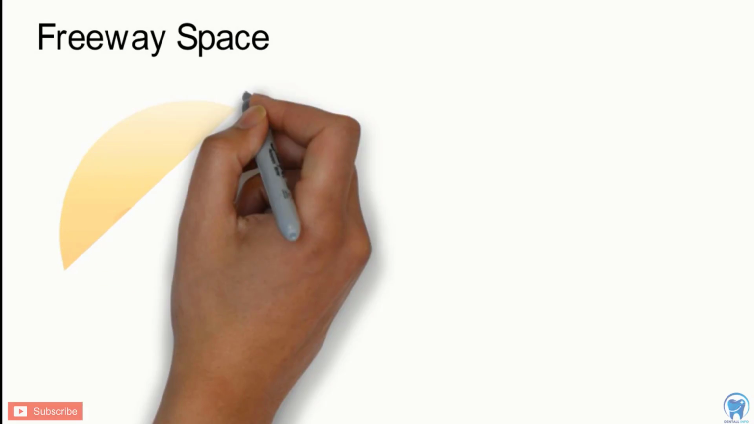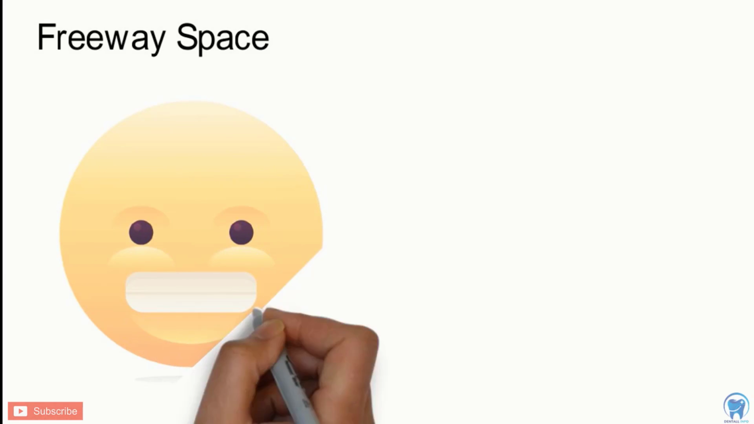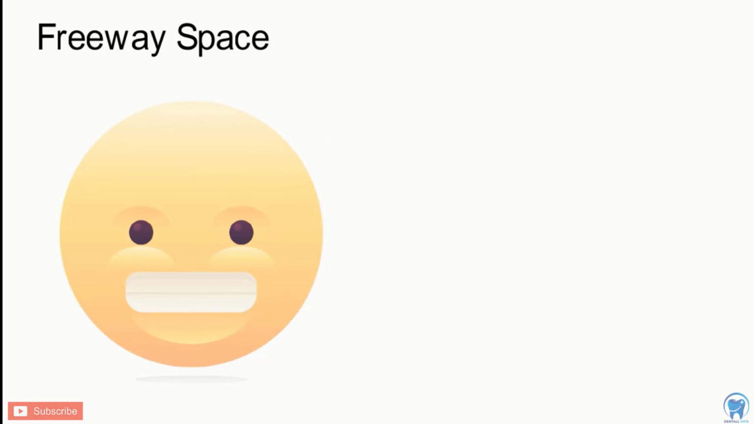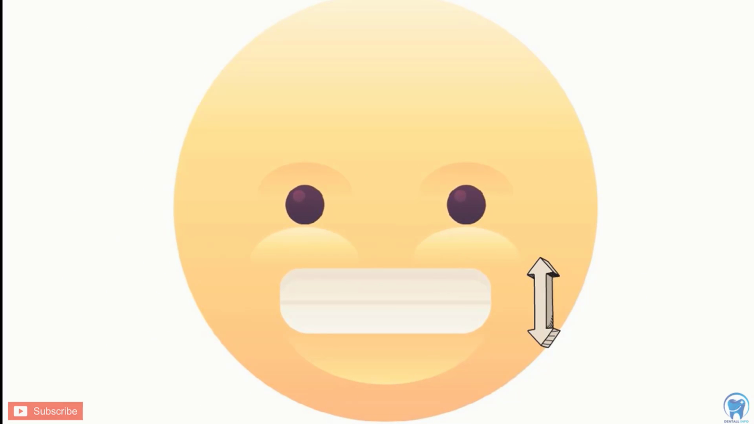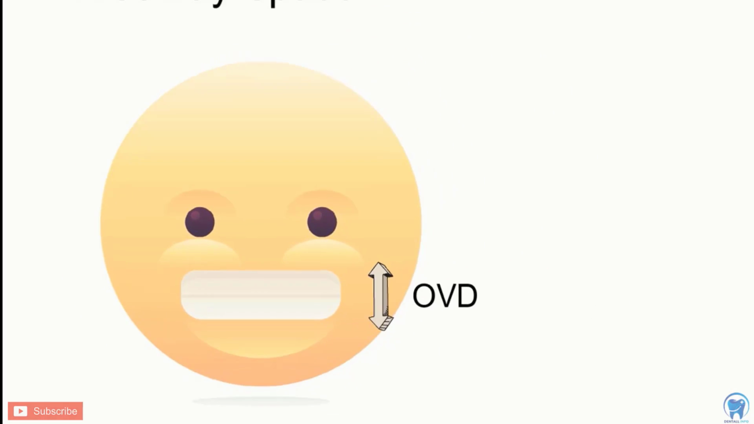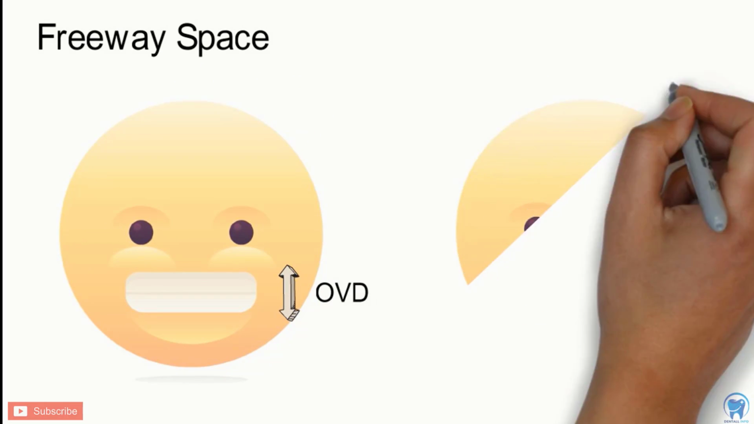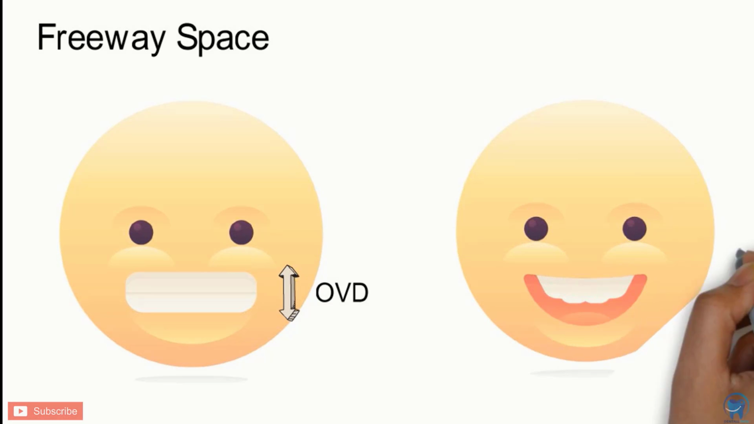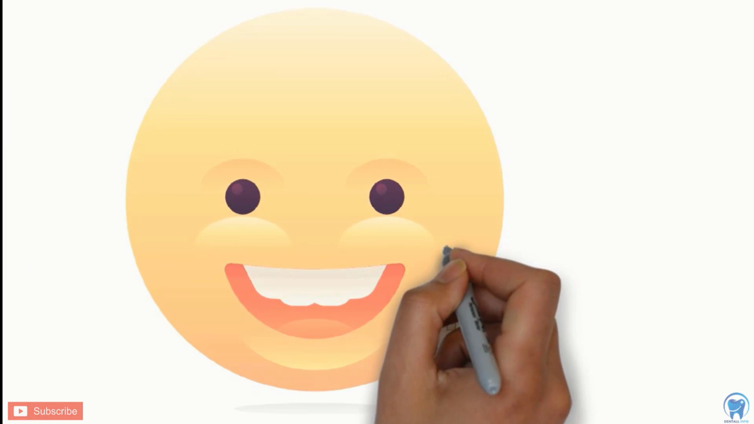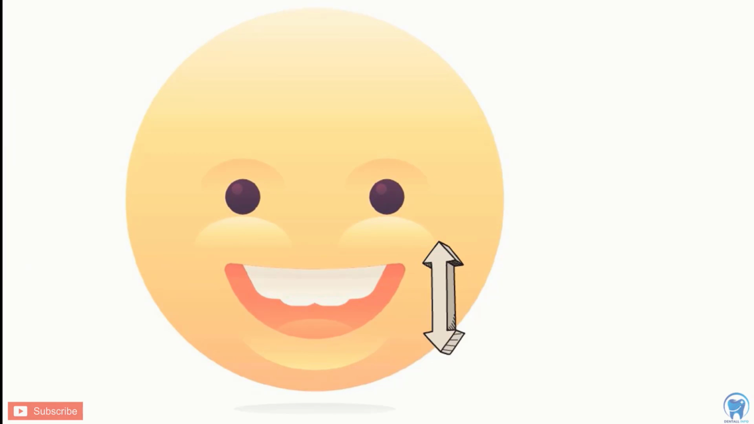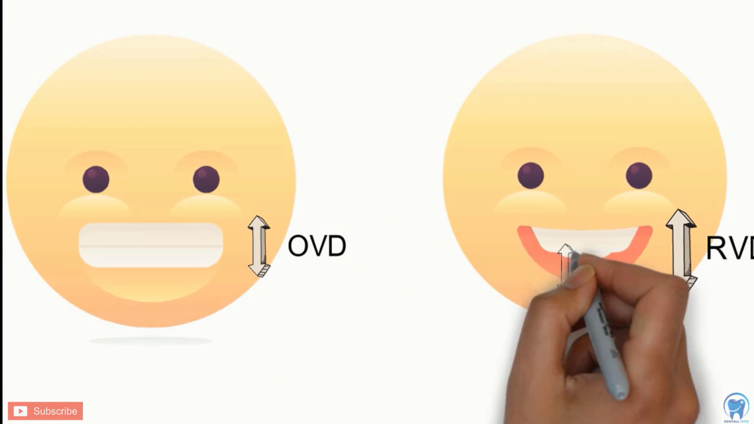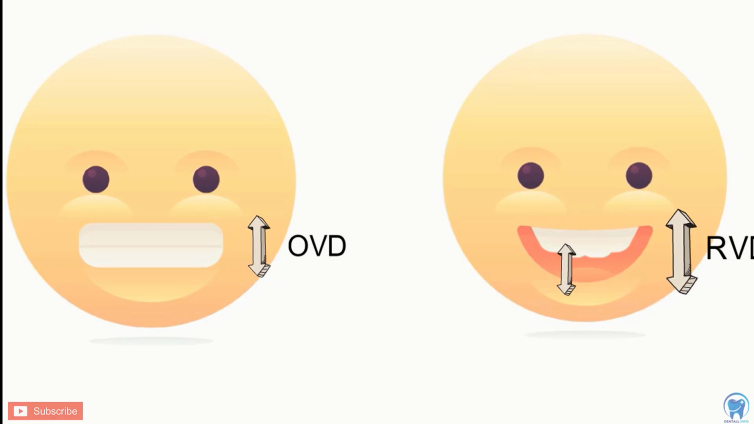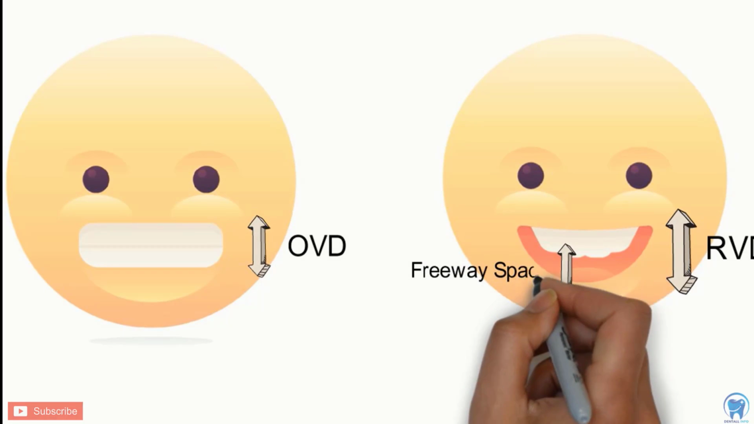Here in this diagram, we can see that the stops, which are the teeth in this case, are in contact. So the length of the face determines the vertical dimension of occlusion. And in this diagram, we can see the mandible at rest with a free space present between the stops, indicating the vertical dimension at rest. This free space seen between the stops is nothing but the freeway space. The freeway space ranges between 2 to 4 mm.